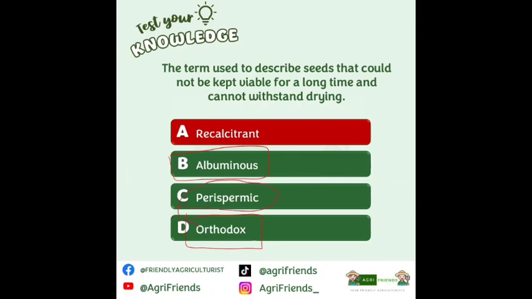Perispermic seeds are those seeds that contain perisperm. So what are perisperm? Perisperms are nutritive tissue of the seeds. An example of perispermic seeds are black pepper.